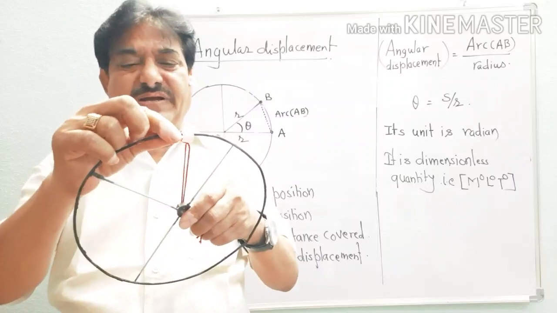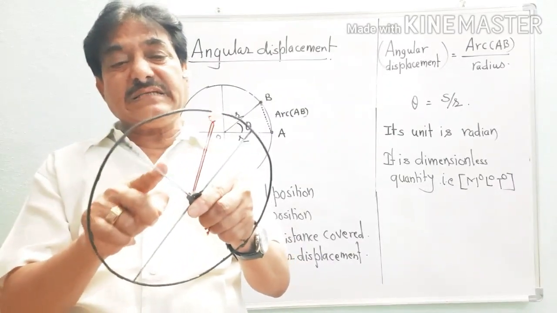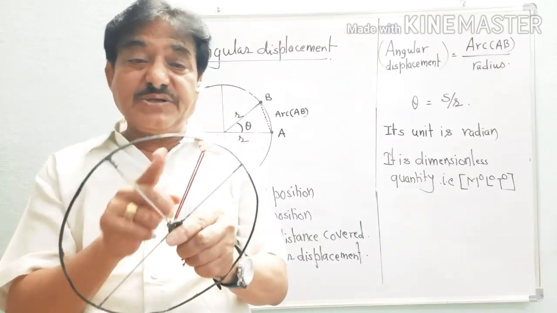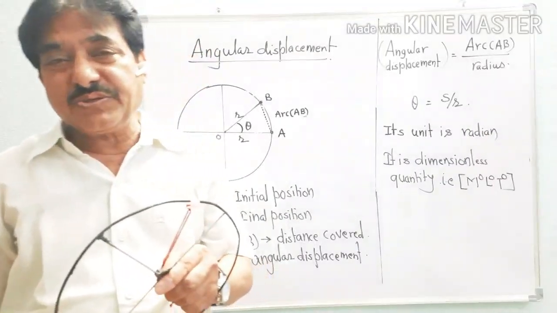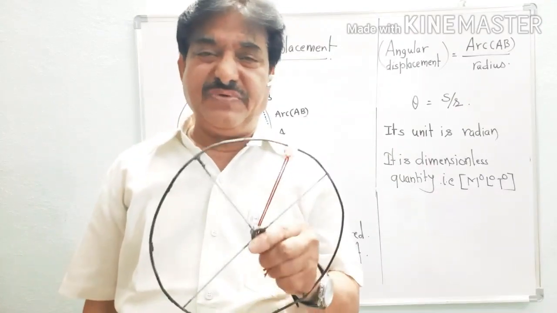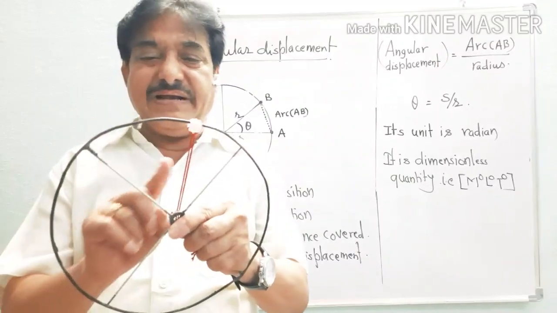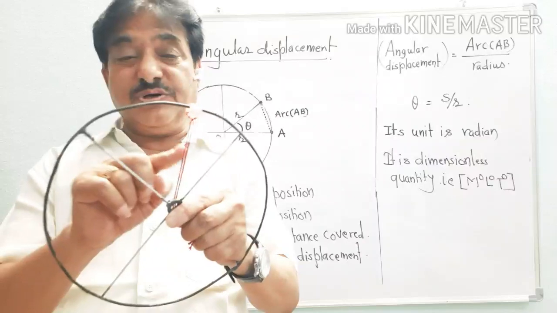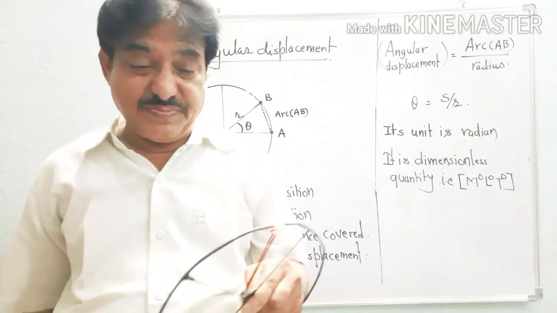this radius vector subtends some angle at the center of circular motion. The angle described by the radius vector at the center of circular motion is called angular displacement. See once again. The angle described by the radius vector at the center of circular motion is known as angular displacement.